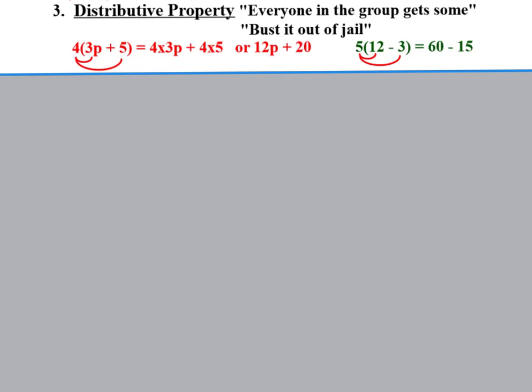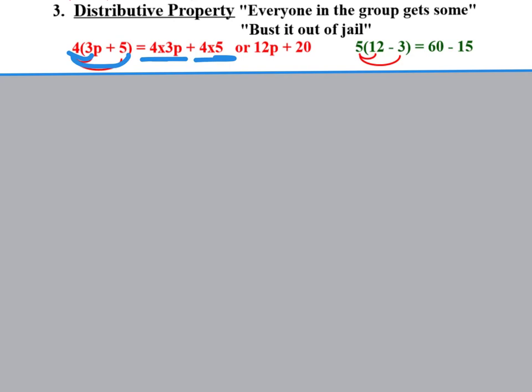The third one is probably the most essential of all these. The one that you need to know to be able to work with is called the distributive property. Distribute is the root word there, and that means to give out to a group. So if I distribute $20 bills to my class, everybody in the group gets a $20 bill. You'll also hear me talk about busting it out of jail, because right now, 3p plus 5 is kind of in jail. It's separated into a group away from the 4. To get it out, I need to bust it out of jail by taking that 4 times 3p, and then that 4 times 5, and then I can try to add those together.